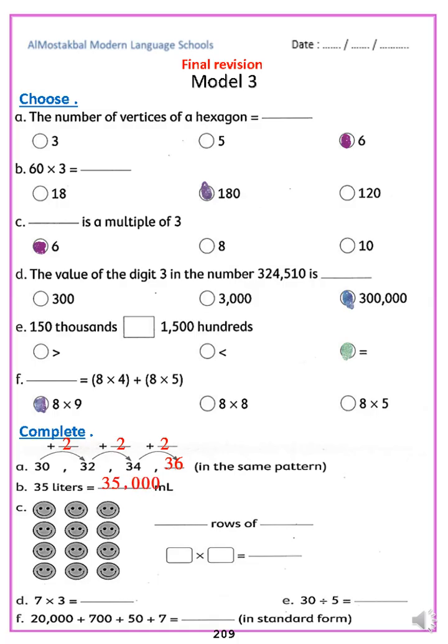milliliters. Okay, how many rows are there? 4. And how many columns are there? 3. 4 by 3 equals 12. 7 by 3 equals 21. 30 divided by 5 equals 6. 20,000 plus 700 plus 50 plus 7 in standard form. 20,757.